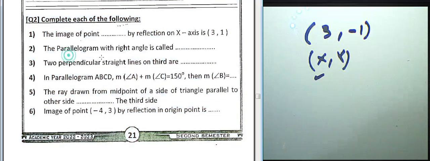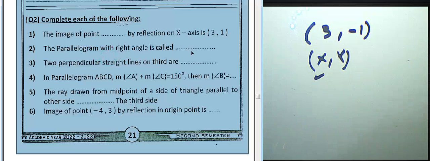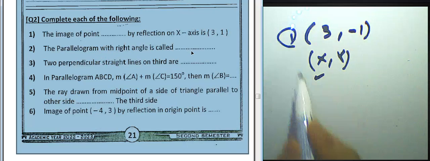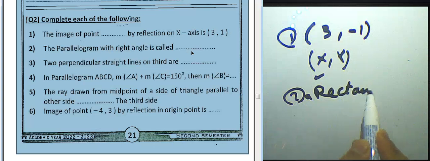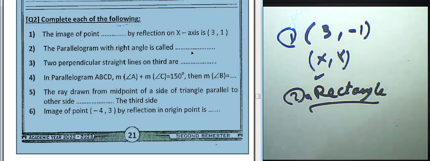Question number 2. The parallelogram with a right angle, what do we call it? We call it a rectangle. The parallelogram with a right angle is called a rectangle.